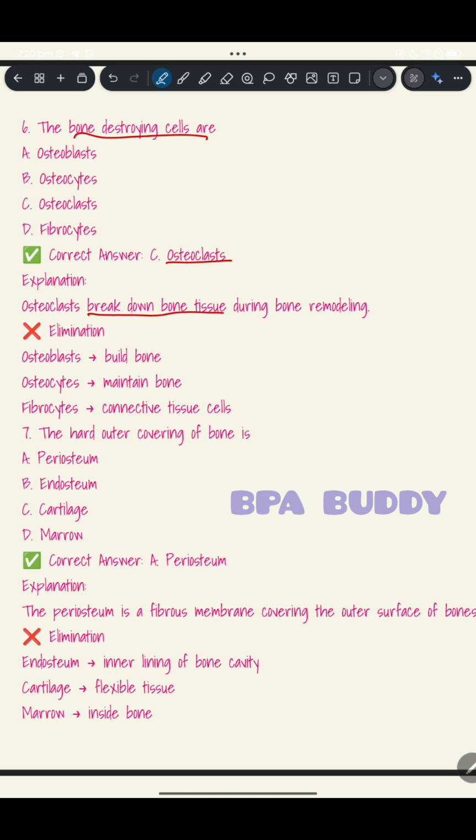Osteoclasts break down the bone tissue during bone remodeling. Osteoblasts are the bone building cells, osteocytes maintain the bone, and fibrocytes are connective tissue cells.